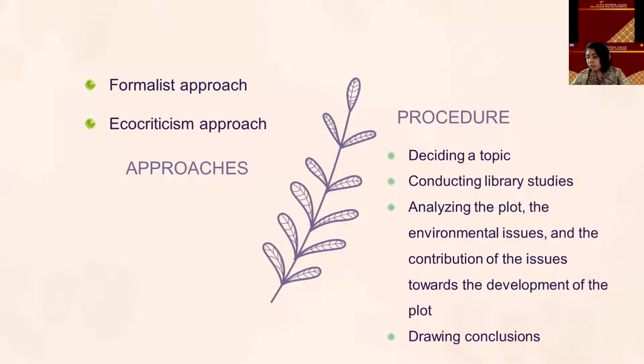And for the procedures, firstly, we decided on a topic which is about environmental issues and also how these issues are raised in the plot structure. And then after that, we conducted library studies. We used novels and also some journals, articles, and books to help us understand and find the answer to the research question. And then we analyzed the plot, the environmental issues, and also the contribution of the issues towards the development of the plot. Hopefully by analyzing these three things, we can find the conclusions.